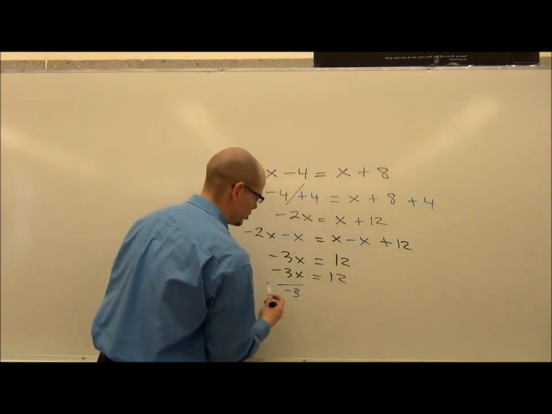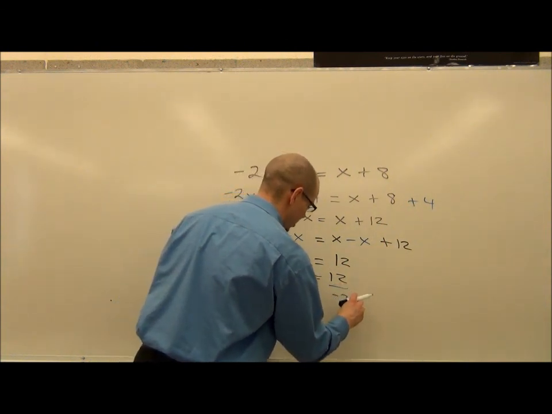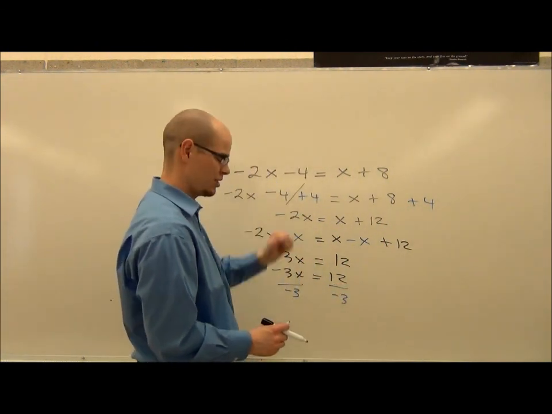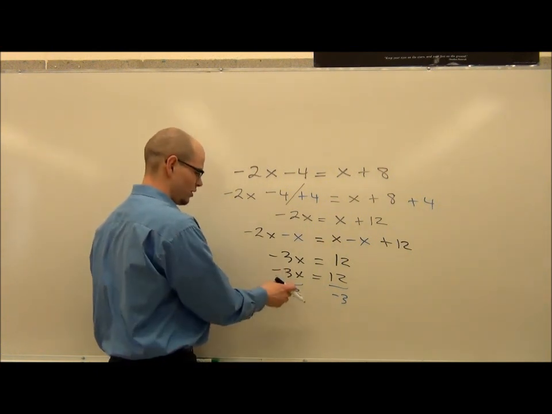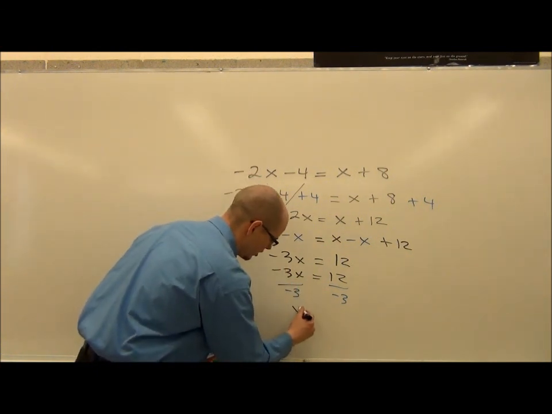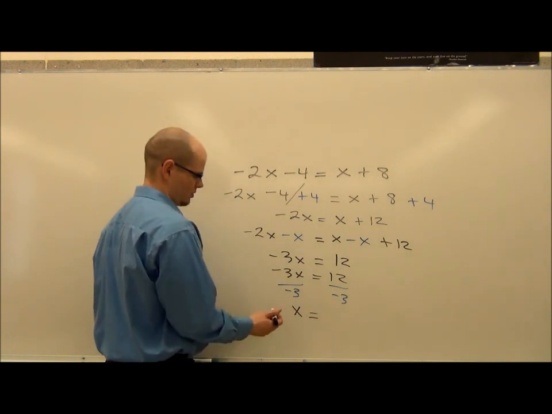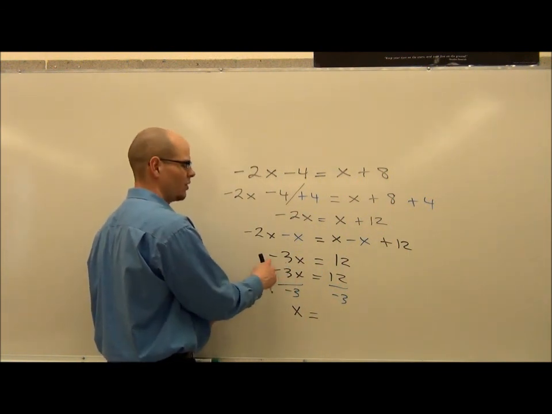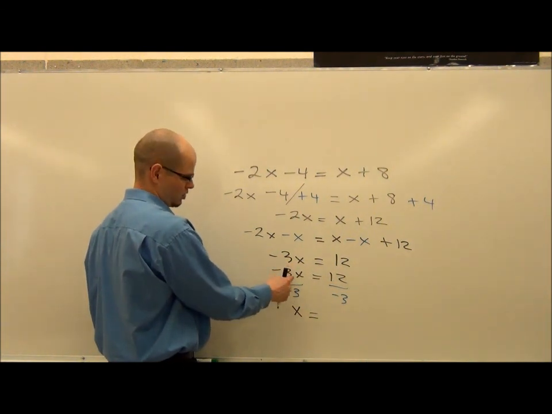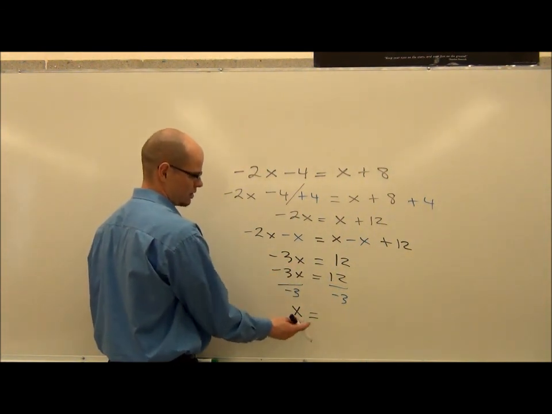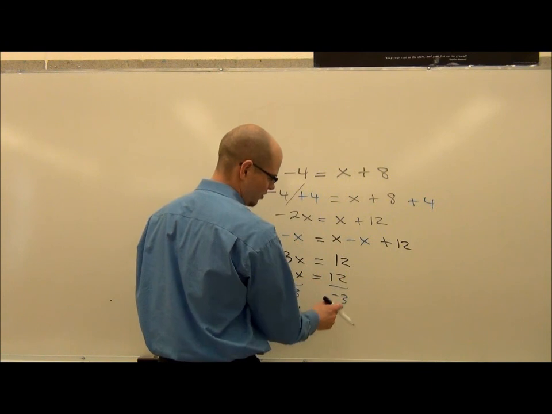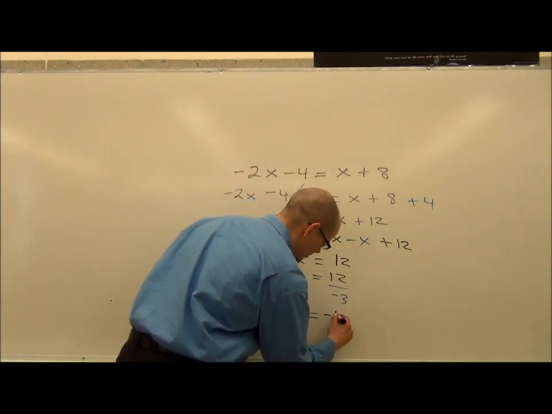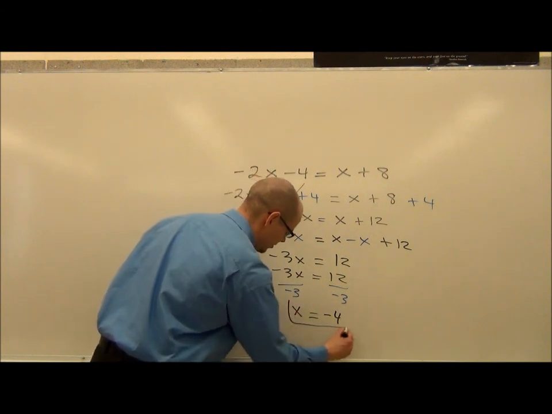You could divide by just positive 3, but you end up causing yourself an extra step because you don't want negative x, you want positive x on its own. Negative 3 divided by negative 3 is just 1, so you get 1x on the left. The negative 3's cancel out. Well, they don't cancel out. Negative 3 divided by negative 3 is just 1, so you're left with 1x. And then on the right-hand side, 12 divided by negative 3 is negative 4. A positive divided by a negative is a negative.